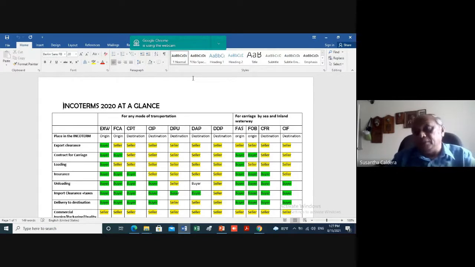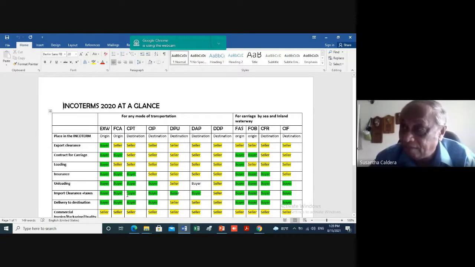All the F terms, within inverted commas, capital F terms. All the F terms, and again, open inverted commas, EXW. All the F terms and EXW is origin. Place in the Incoterm is origin. All the others are destination.